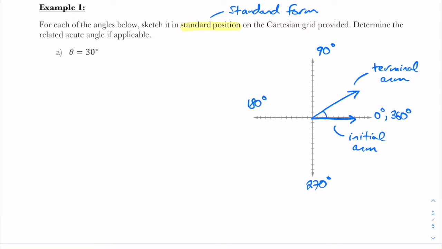And to complete it, we should label this. And there you go, done. Because we're in quadrant 1, the related acute angle beta is just 30 degrees. Remember, that's the angle between the x-axis and the terminal arm. Let's try another one.